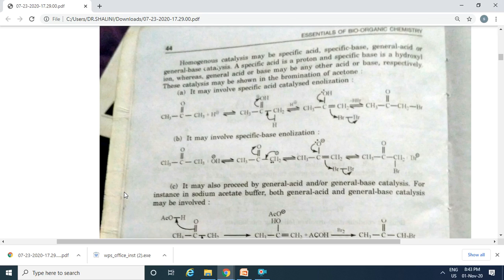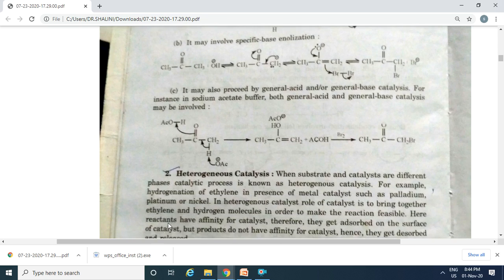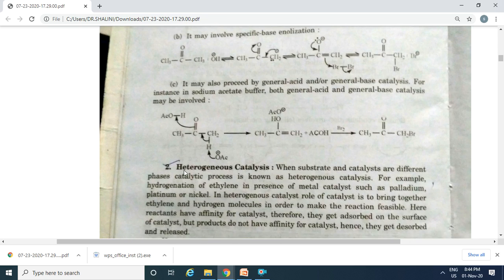Homogeneous catalysis may be specific acid, specific base, general acid or general base catalysis. Here are the mechanisms for them. This is the specific acid catalysis, this is the specific base catalysis, and this is the general acid-base catalysis. Now we come to heterogeneous catalysis.